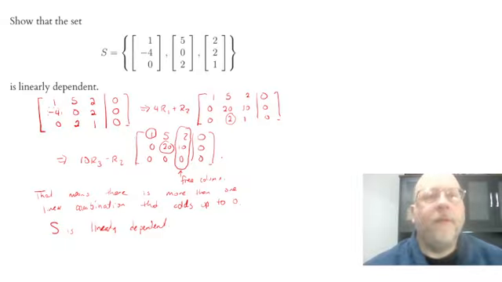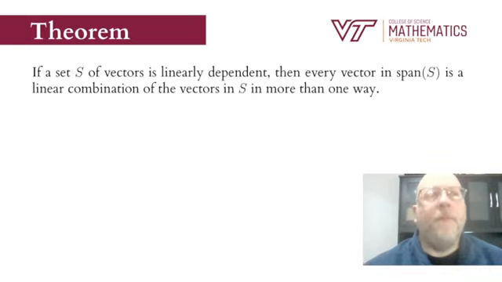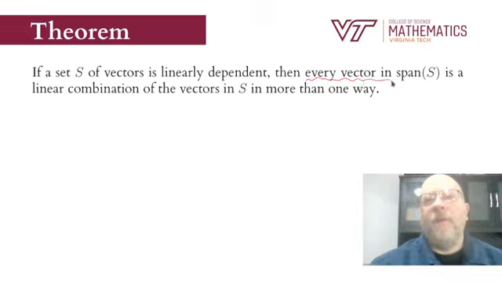All right. I mentioned a moment ago that it's not really necessary to augment with zeros because we have a theorem that says if I have a set of vectors that's linearly dependent, then not only is the 0 vector possible in more than one way, but every vector in the span of S is a linear combination in more than one way. It doesn't really matter what we augment with. We will always get that free variable.